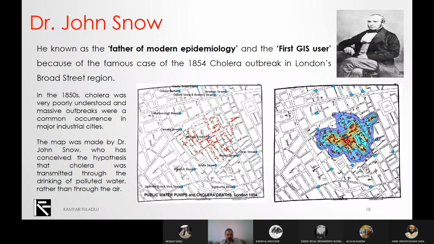Because of their poor understanding, this man took the London map in his hand and started to investigate. He started to put a dot where the people died, or where the people passed away. He started to put a dot on the map.